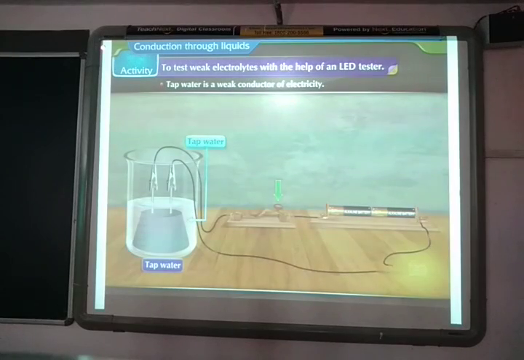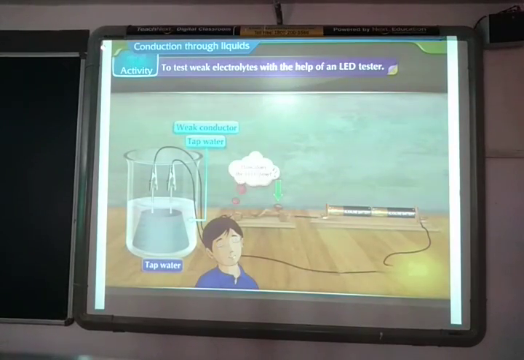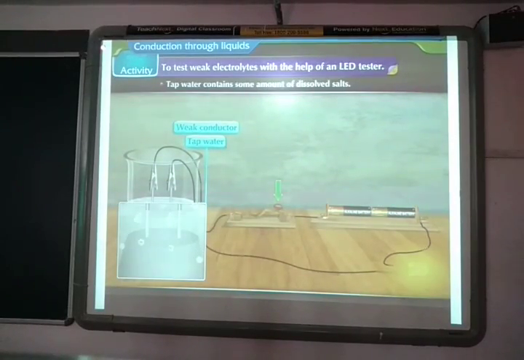We know that tap water is a weak conductor of electricity. Then, how does the LED glow? This is because the tap water contains some amount of dissolved salts, which supplies enough current in the circuit for the LED to glow.